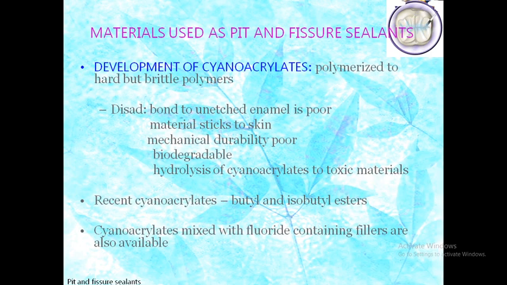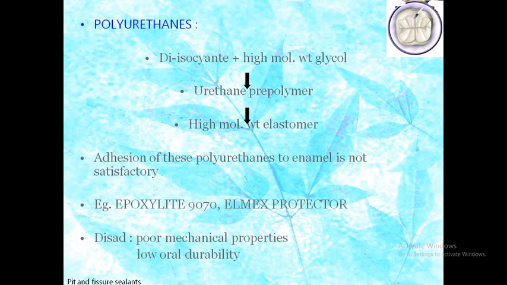What are the different materials that are used in pit and fissure sealants? Cyanoacrylates polymerize to hard but brittle polymers. Disadvantages are that the bond to etched enamel is poor, the material sticks to skin, and durability is very poor mechanically. It is biodegradable, and hydrolysis of cyanoacrylates to toxic materials is found. Recent cyanoacrylates like butyl and isobutyl esters are there. Cyanoacrylates mixed with fluoride-containing fillers are also available.